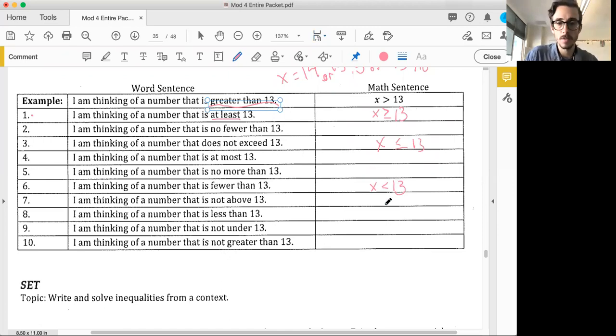What else do we have? Let's jump to 8. Thinking of a number that is less than 13. Simple. X is less than 13. So notice that we can use fewer than and less than, kind of the same approach or same idea. I'll take a look at 9. I'm thinking of a number that is not under 13. So we're thinking of a number that's greater than 13. But could it be 13? Is 13 under 13? No, it's not. So we could have it equal to. Makes sense there.